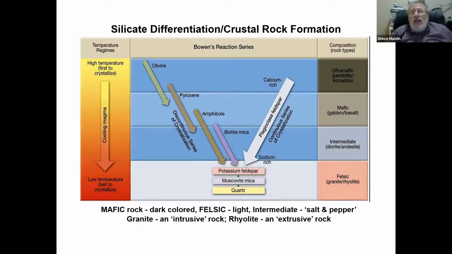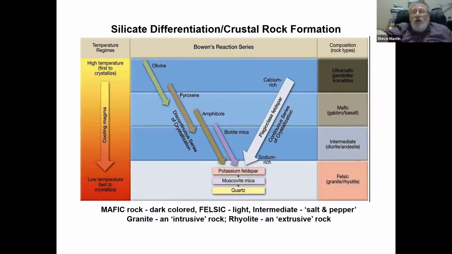Or rhyolite is the extrusive felsic. So it's found on the surface. Granite is intrusive. So it never sees the light of day until the ground over it gets weathered away or washed away by some geologic process on the surface.